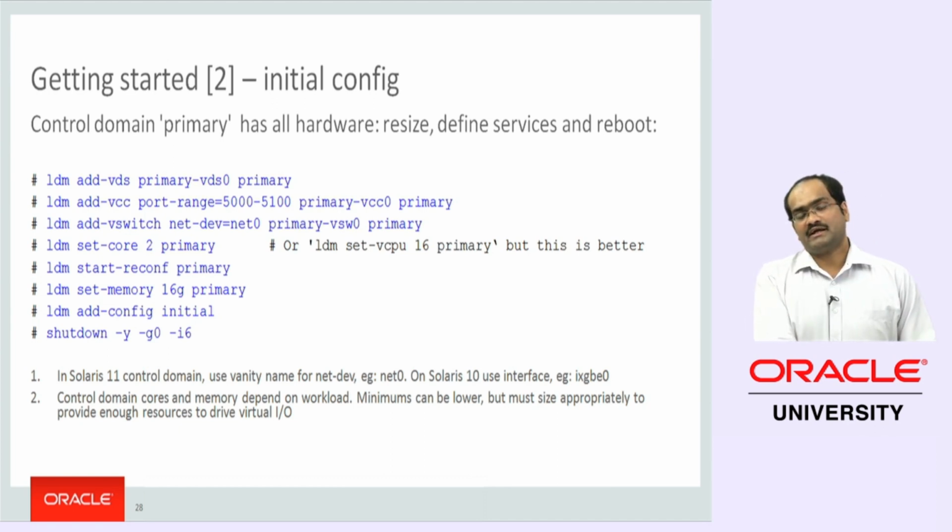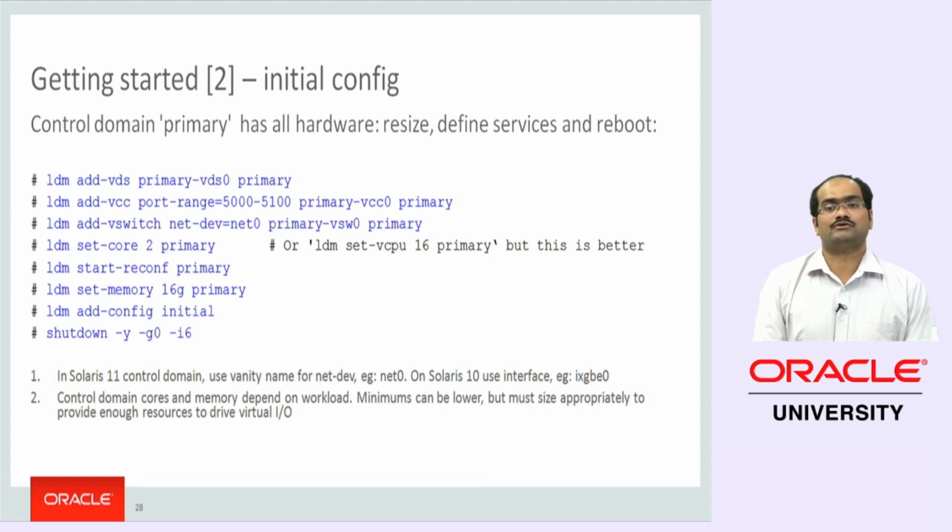And if you are configuring a primary domain in Solaris 10, though it is not recommended, then in place of netdev you should give the actual interface name, such as ixgb0 or igb, because the network interfaces in Solaris 11 and Solaris 10 are changed a lot. But it is recommended to always run Solaris 11 in a control domain. It is also recommended to always evaluate the workload running in the primary domain and assign or change the resources accordingly.